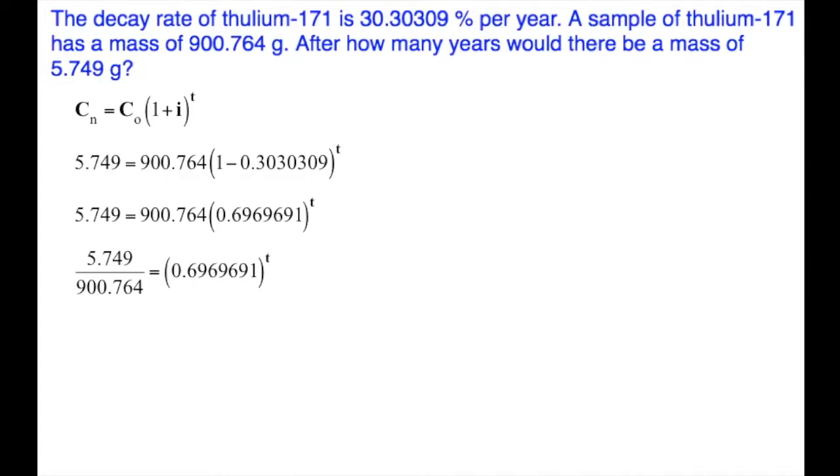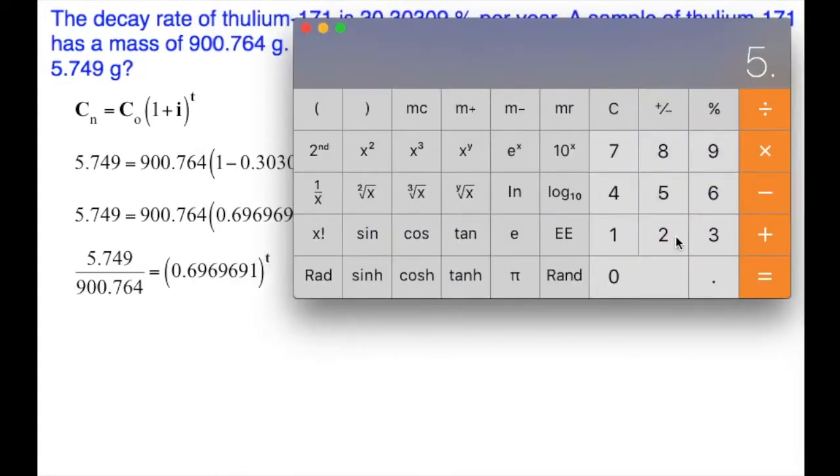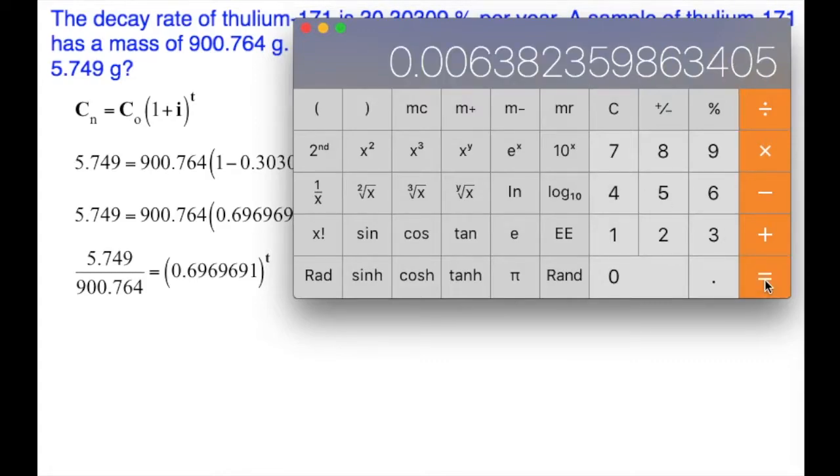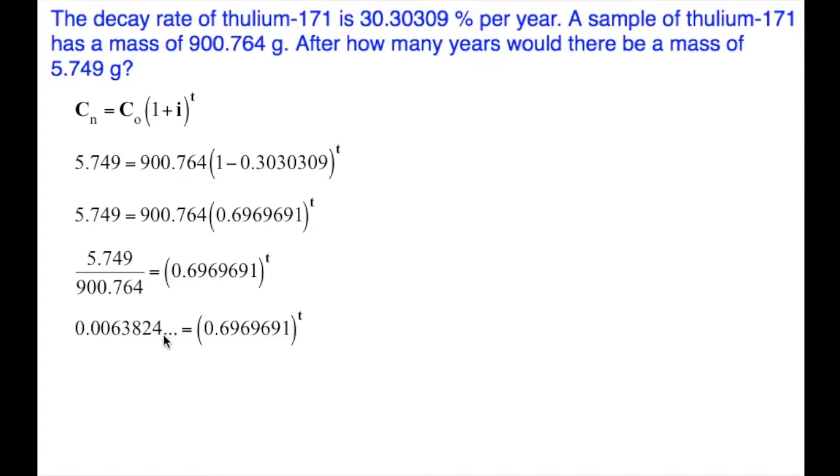Then we end up with, in the calculator, 5.749 divided by 900.764 is equal to 0.006382. And it goes on forever, so I'm just going to keep that number in the calculator. Then I have this number, the 0.6969, to the power of t. To get the t alone, I'm going to write this in logarithmic form.